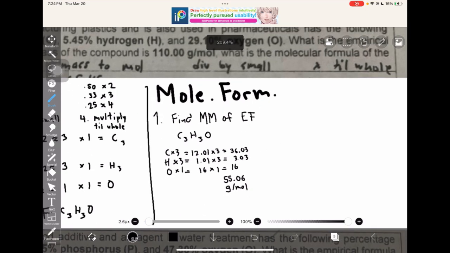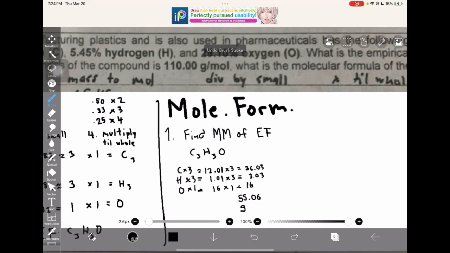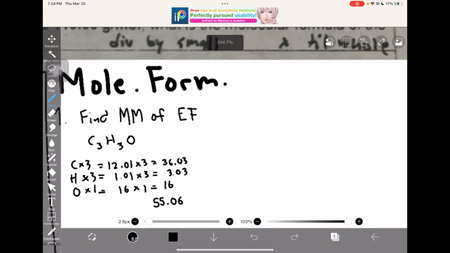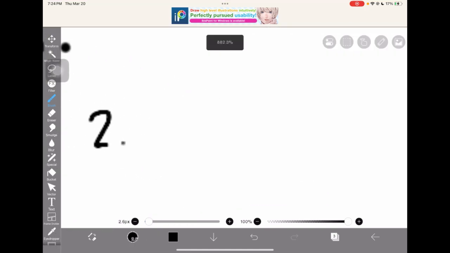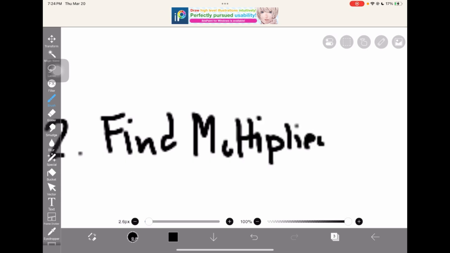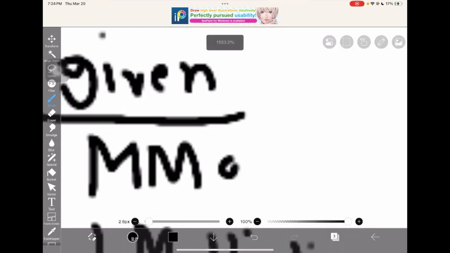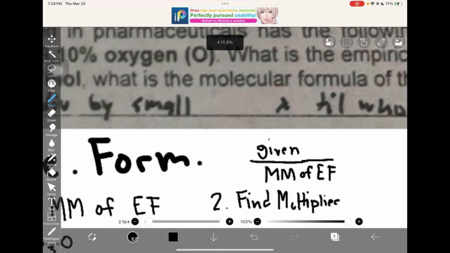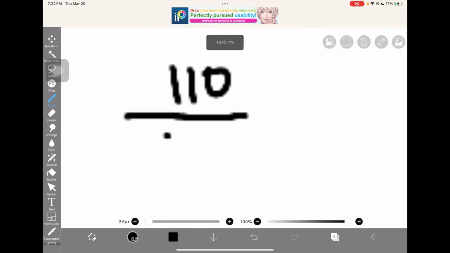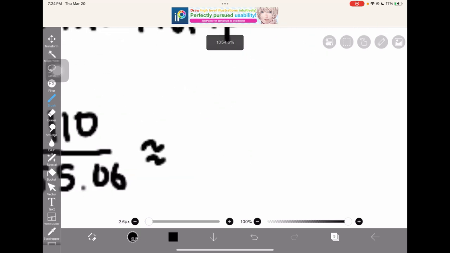Perfect. Now we just need to go to the given. So this is step 2: find the multiplier. That's equal to the given over the molar mass of EF. Our given is 110, so we put 110 over 55.06. Once again, this time we round it off to the nearest number, which in the calculator is just 2.